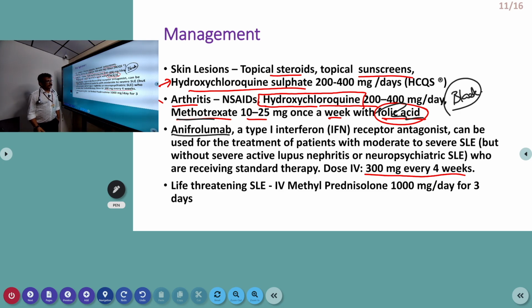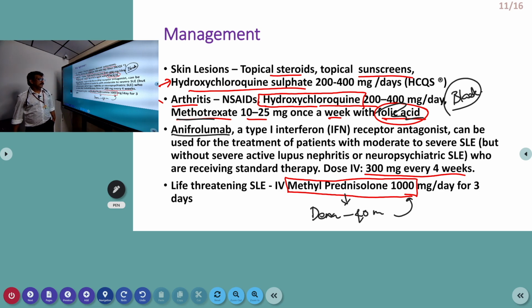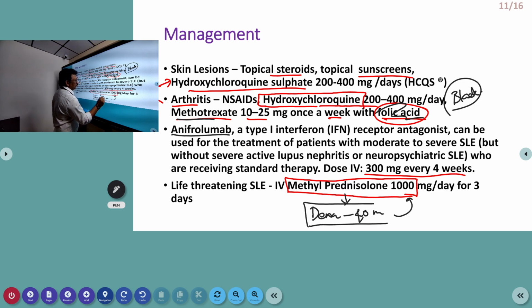For life-threatening disorders, you always depend on steroids, because steroids act immediately. All these drugs, like immunomodulators, take some time. So methylprednisolone 1 gram, that is a very important dose, 1 gram for 3 days, is the classical treatment we give in acute conditions. Or if the patient is poor, we can go for dexamethasone, around 40 milligram. That will be equivalent to 1000 milligram of methylprednisolone, and it is cheap also. Dexamethasone, compared to methylprednisolone, is a cheap drug.